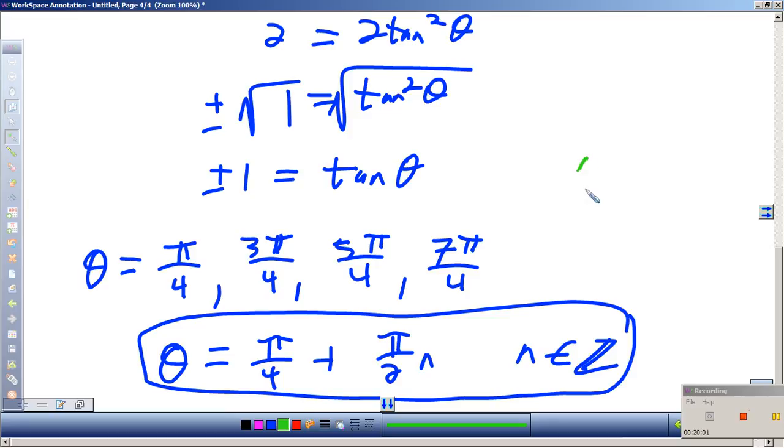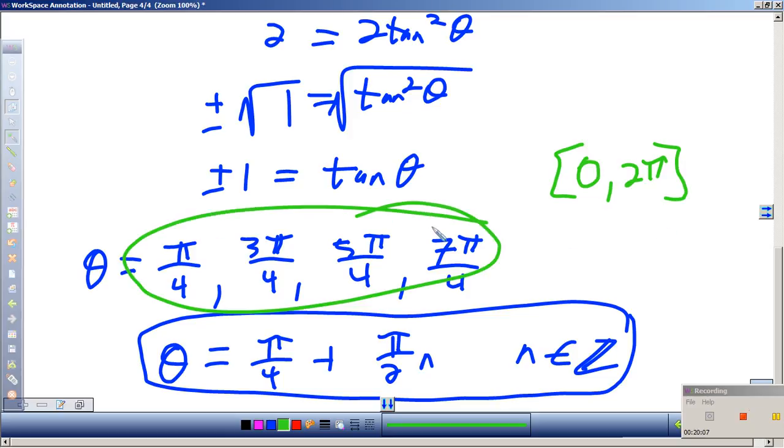If it asks just 0 to 2 pi, what are my answers here? All the answers are right there. So they'd be negative, but that's not in 0 to 2 pi. Yeah, but if it was for all... Well, no, there is a positive equivalent. Notice if I plugged in, for example, -1 for n, -1 is an integer. So pi fourth plus negative pi half would give us a negative pi fourth.